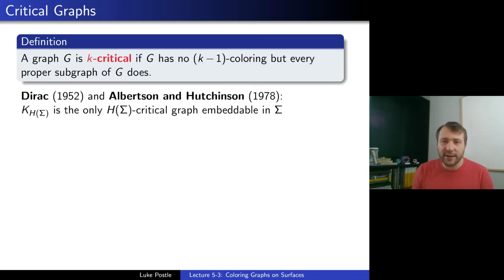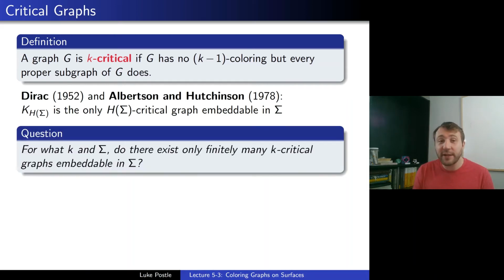So Dirac had done most of the cases, and Albertson and Hutchinson completed the cases, which makes sense because it came after the Ringel-Youngs theorem. Okay, so that was nice, but then we can reformulate our question more generally, as asked by Thomassen: for what k and sigma do there exist only finitely many k-critical graphs embeddable in sigma? So could this even be true for much smaller k? And it turns out the answer is yes.